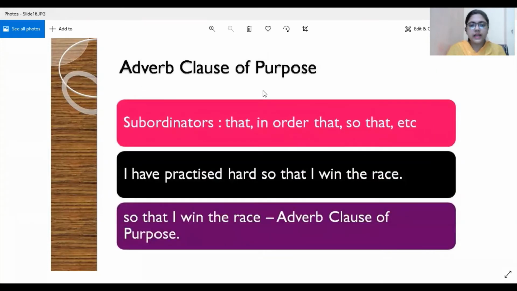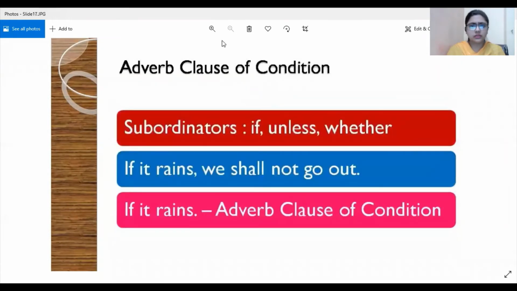Okay, then next is adverb clause of purpose. So, why am I doing something? I have a certain purpose, to attain some goal. So that becomes adverb clause of purpose. That, in order that, so that. I have practiced hard. What is my purpose? Why am I practicing hard? So that I win the race. So this is our adverb clause of purpose.